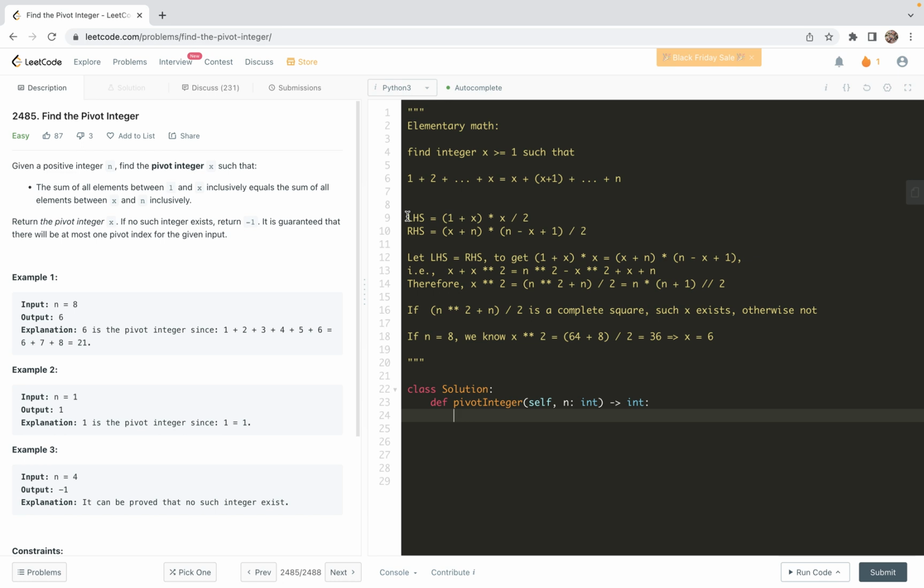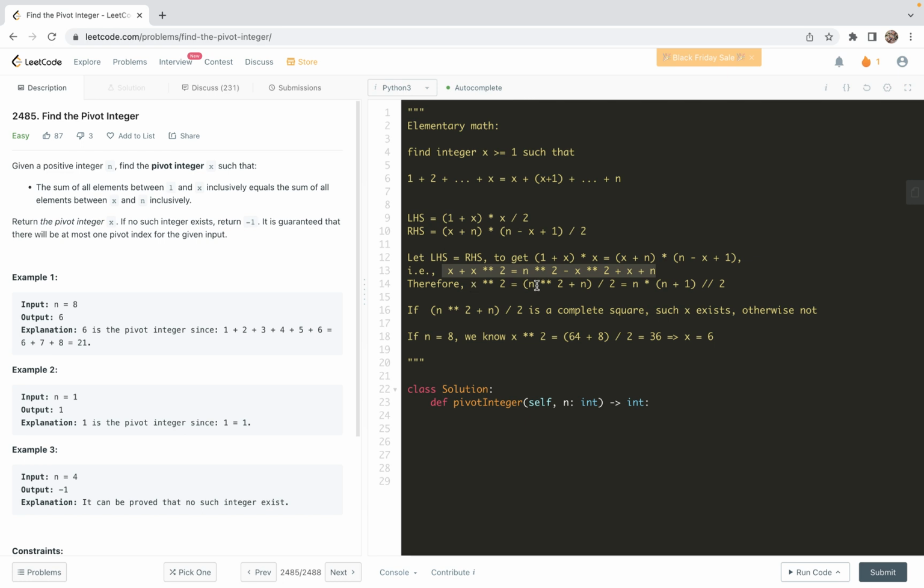Actually, if we compute the two sums of the left-hand side and the right-hand side, we can get these two expressions here. We can let the left-hand side and the right-hand side be equal. Then we get (1 plus x) times x equals (x plus n) times (n minus x plus 1), right? So n minus x plus 1 is the number of terms in the right-hand side, right? The left-hand side has x terms. Then this equals this expression. So then we can get that.